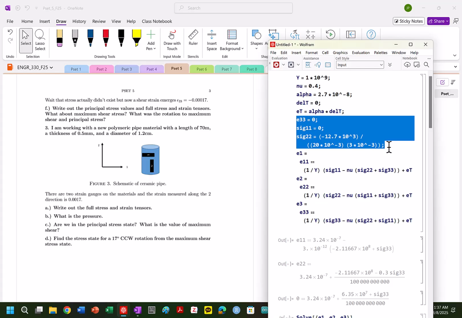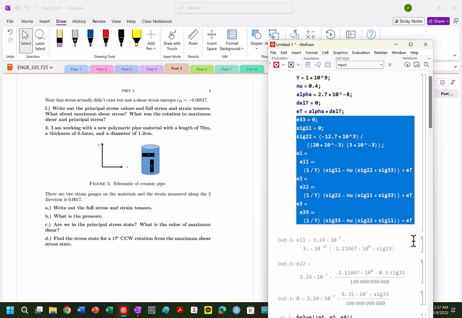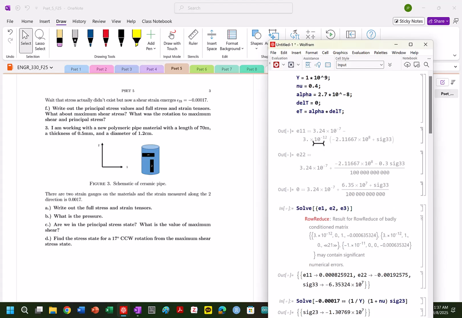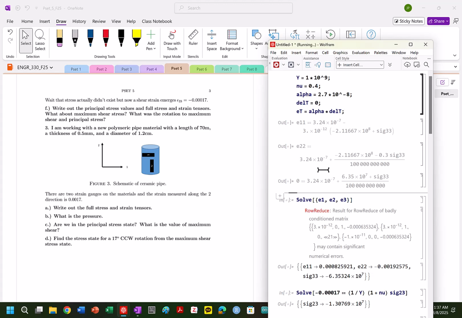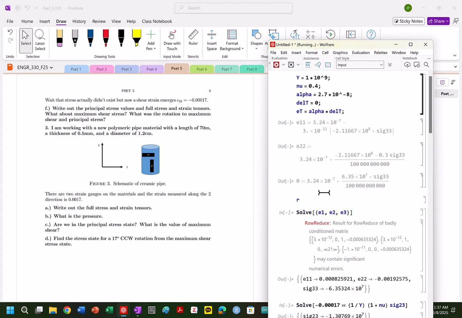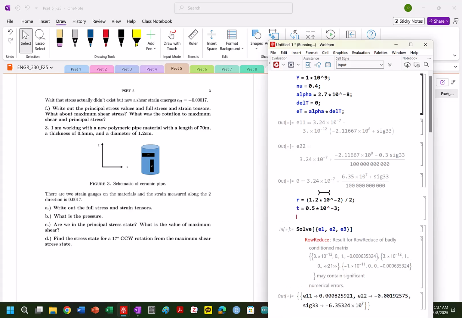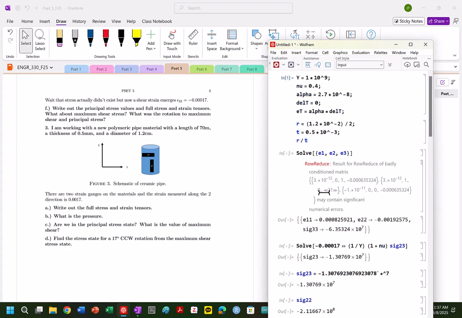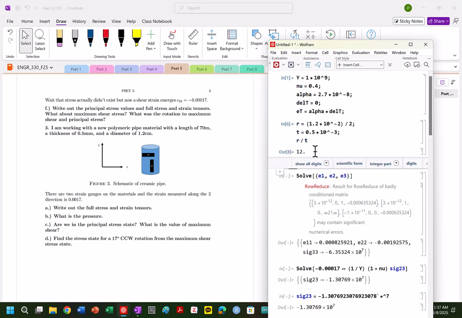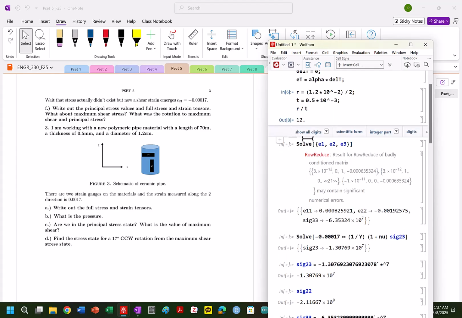And we're going to go ahead, because we're going to use our other values. Whenever you see an R and a T, R is equal to 1.2 times 10 to the minus 2, because it's centimeters, divided by 2, because it said diameter. Our thickness is equal to 0.5 times 10 to the minus 3. So we need to see what our R divided by T value is, if that's greater than or equal to 10. Yep, we're allowed to use our thin-walled pressure vessel expression.